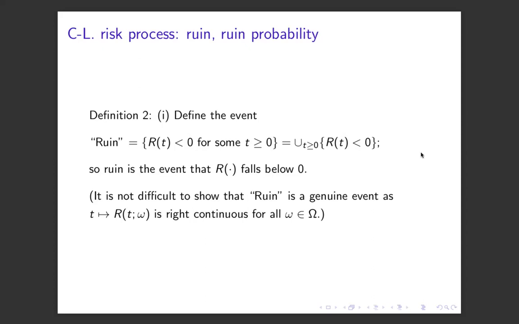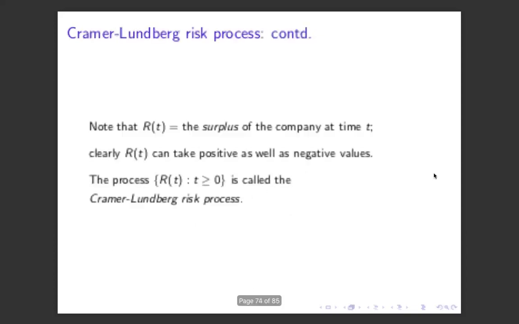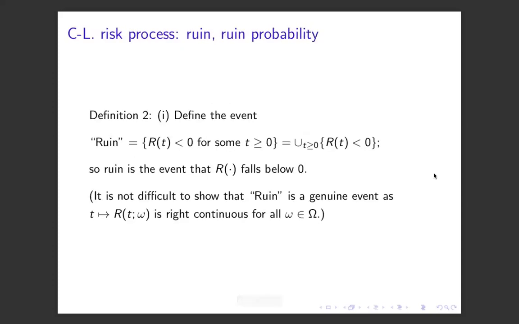Right continuity of this for each fixed omega is easy to see. Of course, this part is continuous. And here again, it is continuous except for the discontinuities for each fixed omega at the WIs. We have seen that earlier. NT is right continuous and the same property carries over to ST. Okay, note it down if you want.